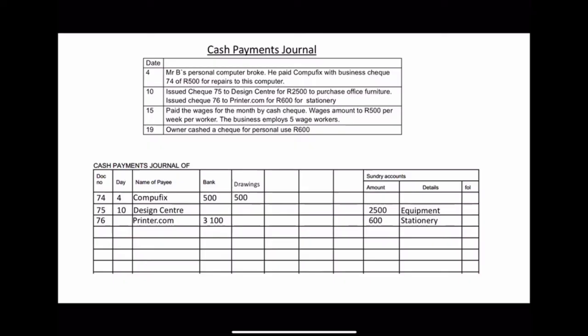Okay, next we have paid the wages for the month by cash check. Wages amount to 500 Rand per week per worker, and the business employs 5 wage workers. So they might give you a little sum to work out. If we work out, right?